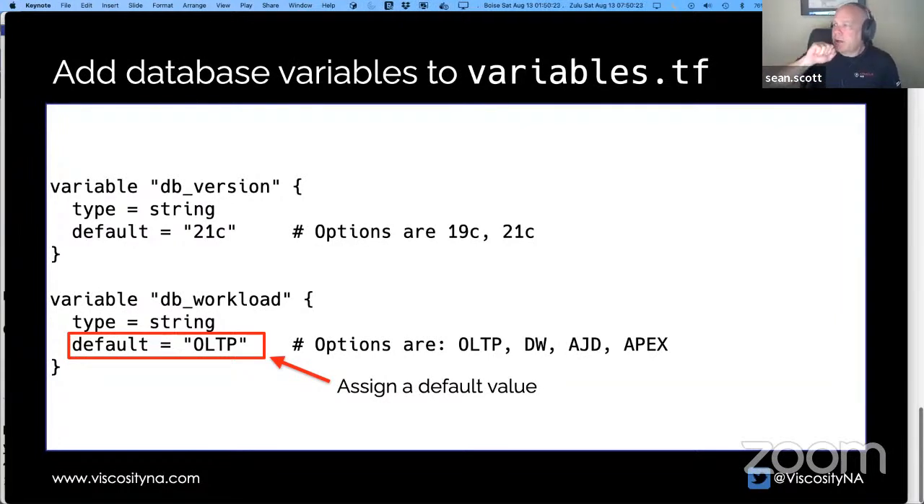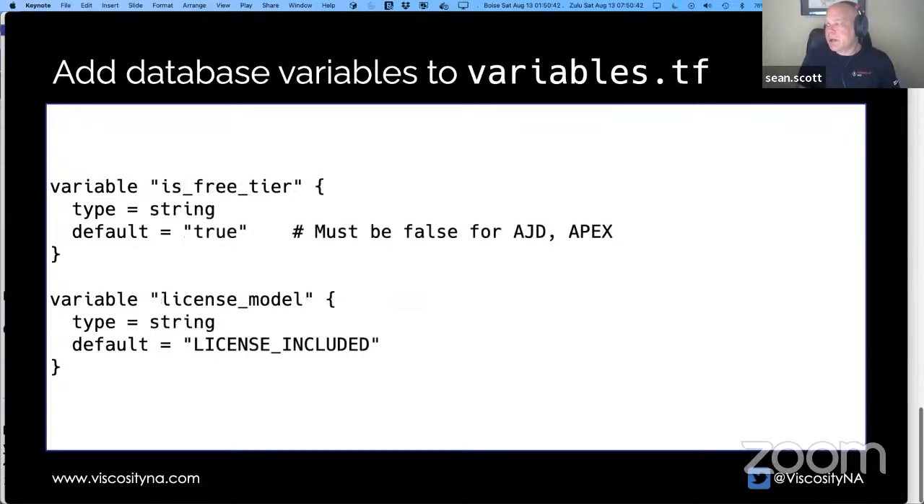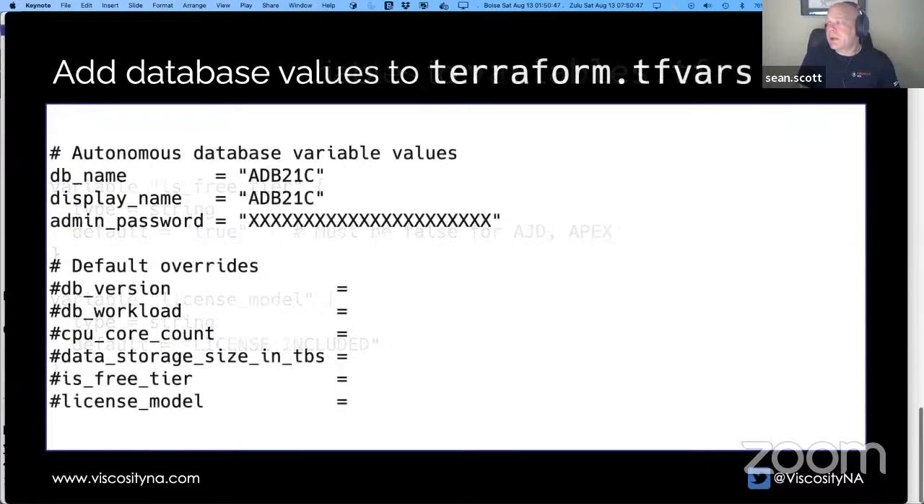So getting back here, I've added these 2 variables. There are a couple other variables that I need to define here, and I'm going to give them default values because I'm probably always going to create my autonomous database with these same similar configurations. So I've got my core count and my size, whether or not this is free tier and my license model. So those are all the variables. I've declared those in my variables.tf file.